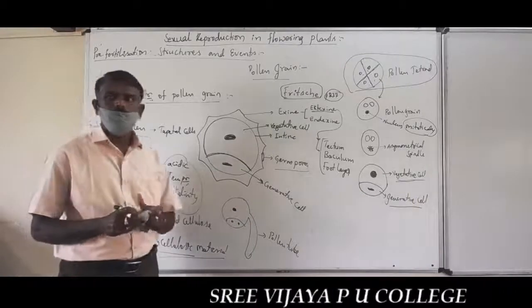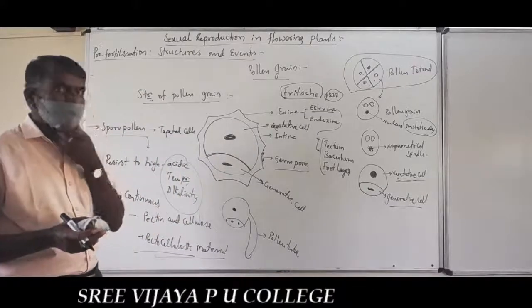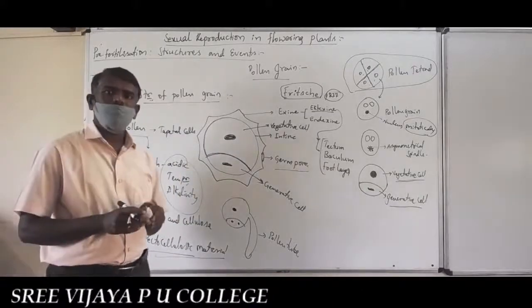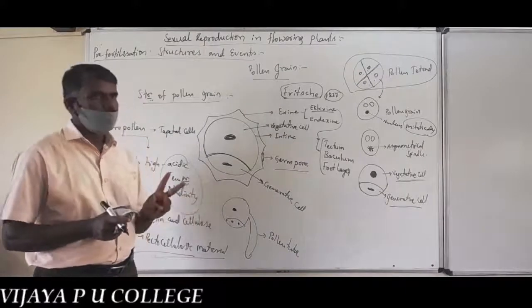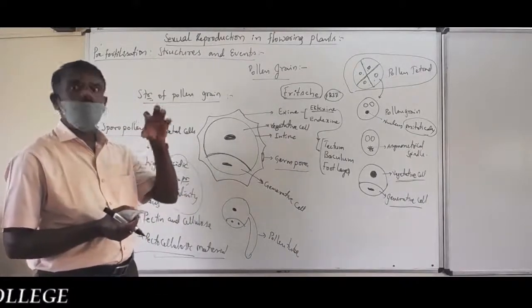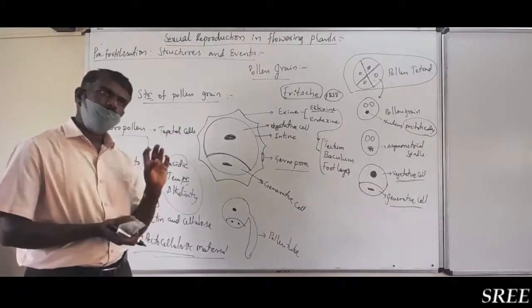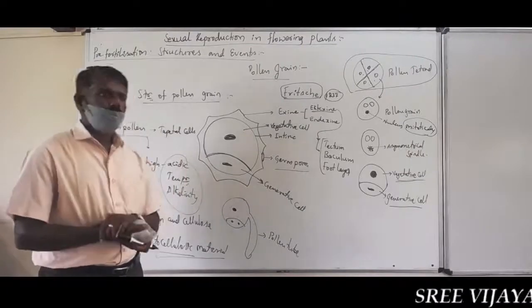One thing we should keep in mind: sometimes the generative cell divides to produce two male gametes while the pollen grain is still inside the anther, meaning the pollen is completely matured inside the anther only.